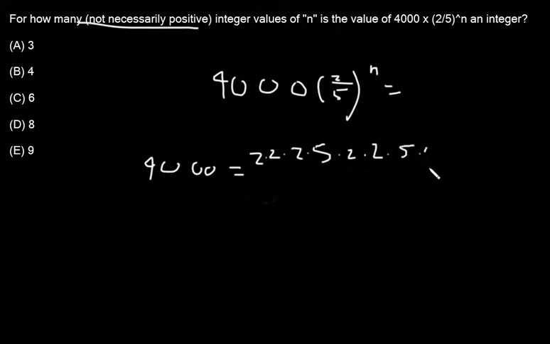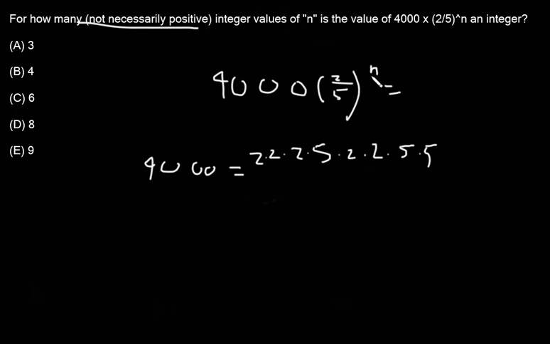I believe so, right? Because 10 times 10 is 100, times 10 again is 1,000, times 4, yeah, that's 4,000. 1, 2, 3, 4, 5. Alright, so there we go. We just prime factorized it.